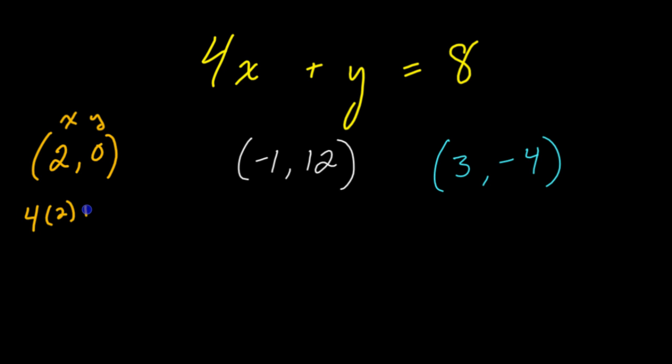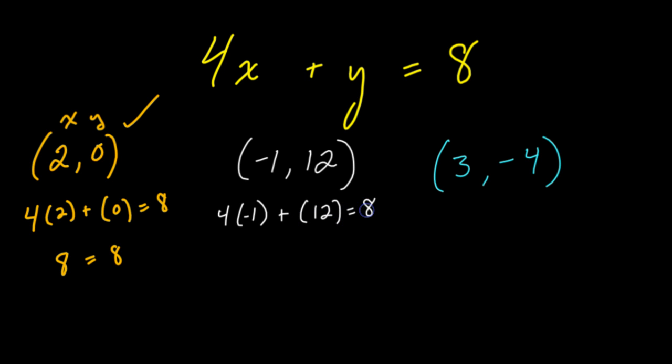So we could take the point (2, 0). If we plug in the point (2, 0) for our x and our y, we get 4 times 2 is 8. 8 equals 8. That point satisfies the equation, right? It makes it true. We've got other points that we could plug in, (-1, 12). 4 times -1 is -4 plus 12. Does it equal 8? Yep, 8 equals 8.